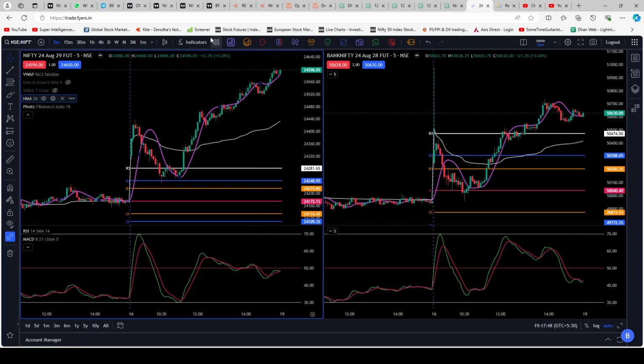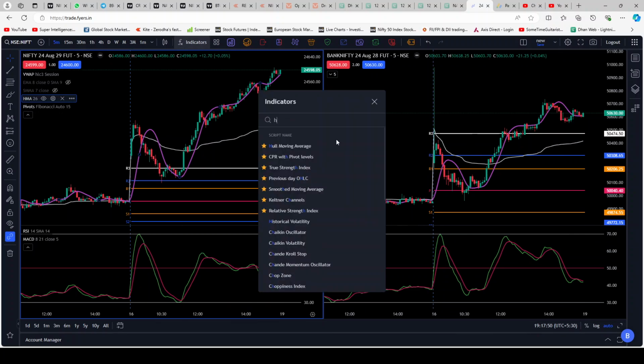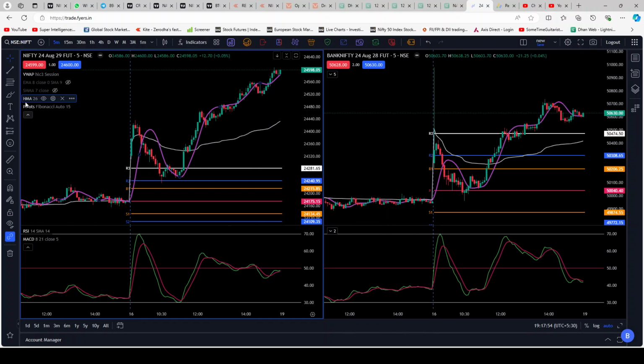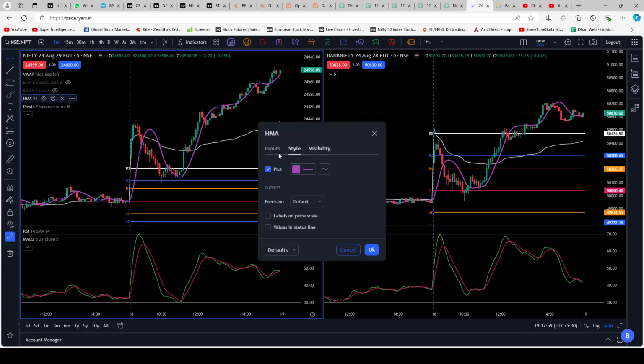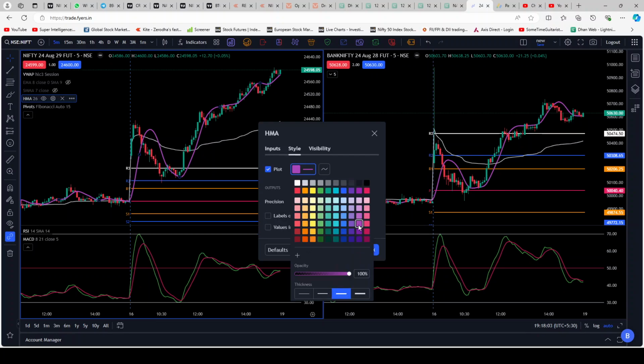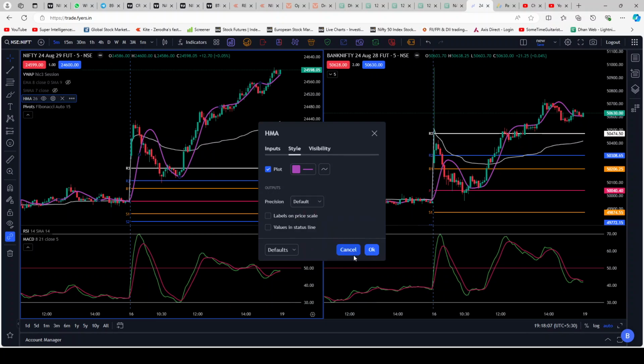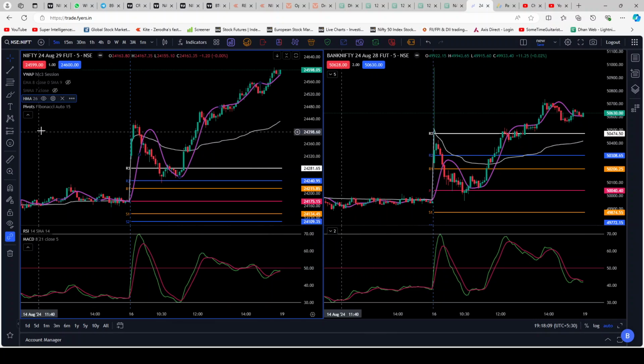We are using the Hull moving average. If you search your moving averages and type HULL, you will get this Hull moving average. By default, it comes with 9 or 7 or whatever. Make sure that you change that setting to 26. Choose whatever color you want. I'm using this purplish color over here. You can use whatever thickness you want, and save that as your default.